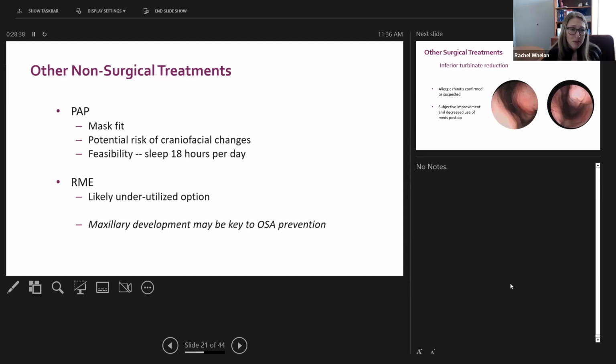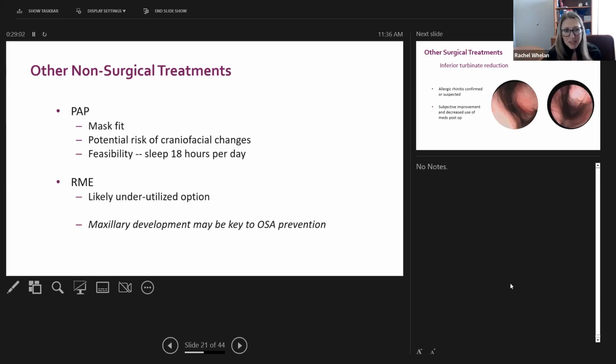I know when I was at CHOP, there was some work being done looking at 3D printing to specifically shape a mask to each child's face, which has not made its way to Pittsburgh quite yet, but I think it's a great idea for these craniofacial children with really significant sleep apnea.